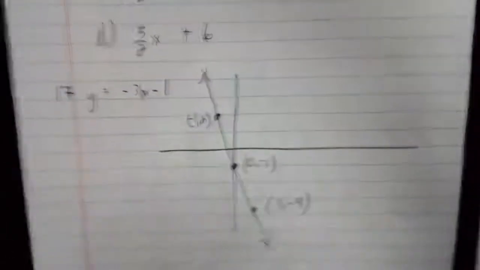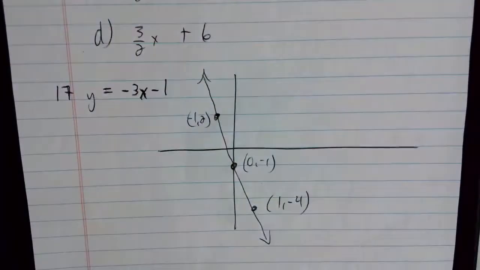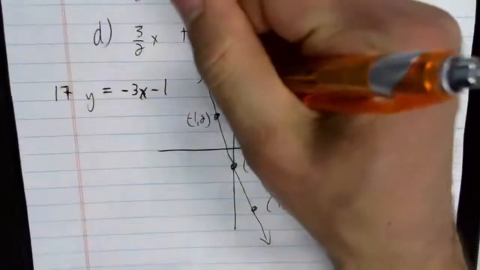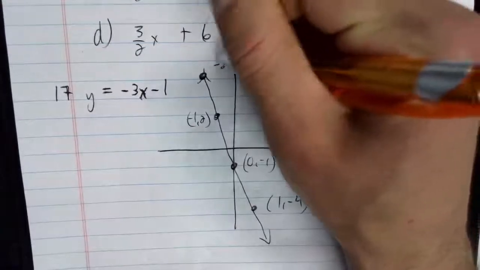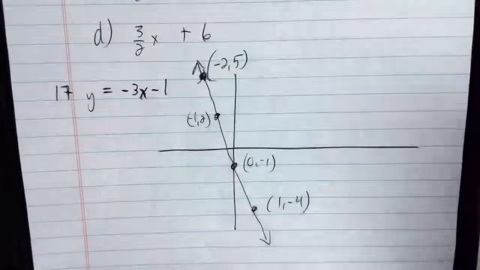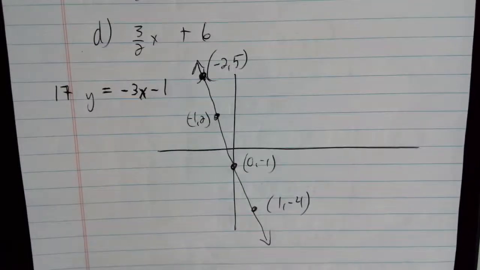I skipped the table because I know the rules and the patterns you're going to learn next year. But it did ask for negative 2, so I put one more point up here. That'd be negative 2, 5. And again, all we do is make the table and plug in those inputs.